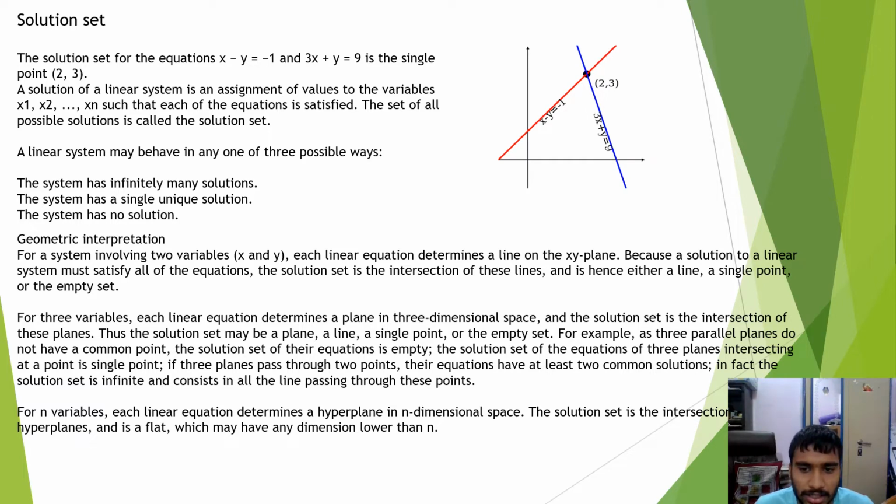The solution set of the equations of three planes intersecting at a point is a single point. If three planes pass through 2 points, their equations have at least two common solutions. In fact, the solution set is infinite and consists of all the points on the line passing through these points.